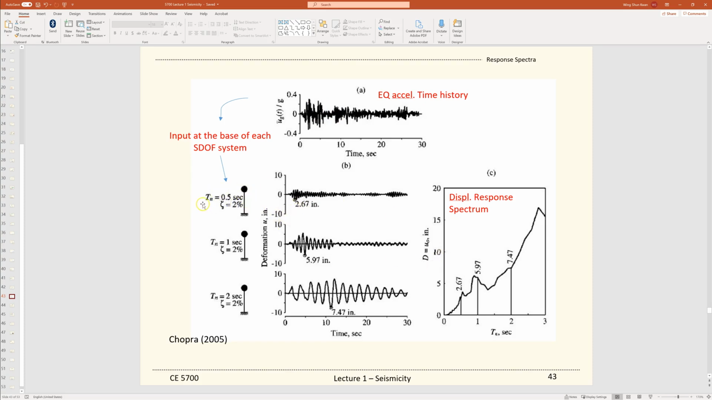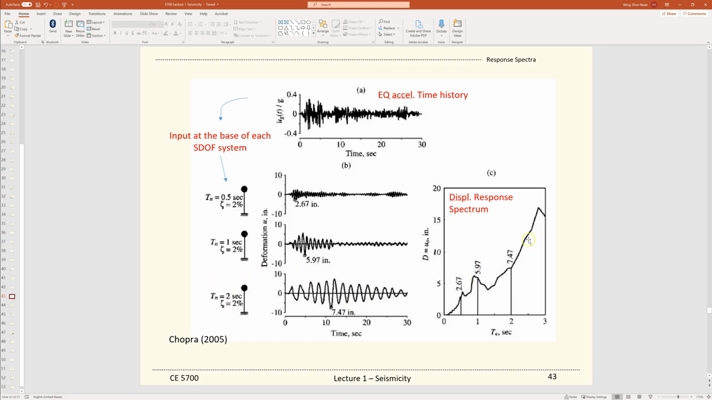So at a lateral period of 0.5 seconds, the maximum response under this earthquake ground motion is 2.67 inches. So we got our first data point. At the same damping ratio, now the lateral period of the system changes, maybe a taller rod right there. Now the lateral period is 1 second, and with the same ground motions input, we have 5.97 inches. We got the second data point.